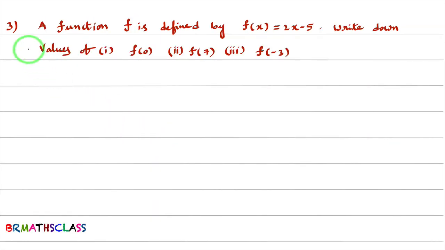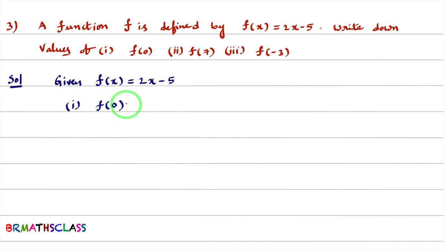This is the third problem in exercise 2.3, Relations and Functions chapter of class 11. You observe this question, what they are asking. A function f is defined by f(x) equals 2x minus 5. Then write down the values of these things. They have given f(x) equal to 2x minus 5. We need to write down the value of f(0). You can observe in this, in place of x, 0 is there.